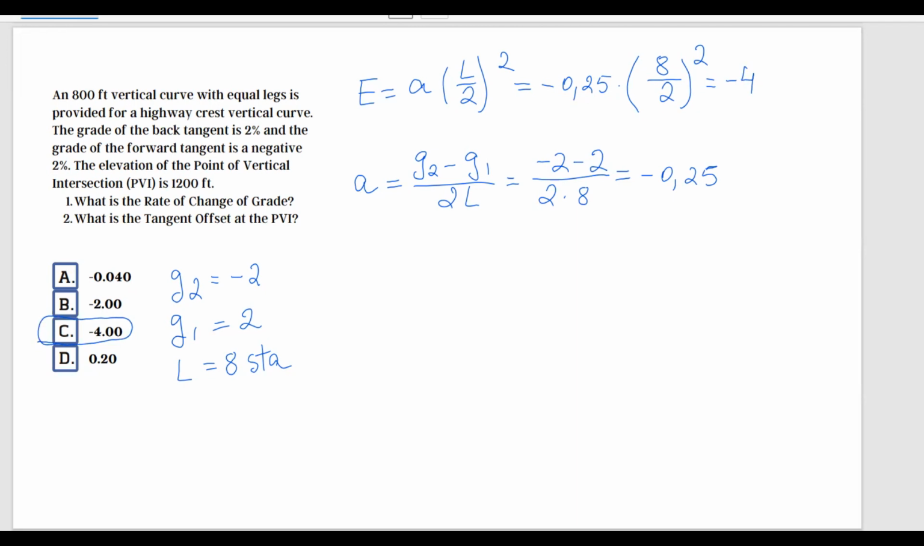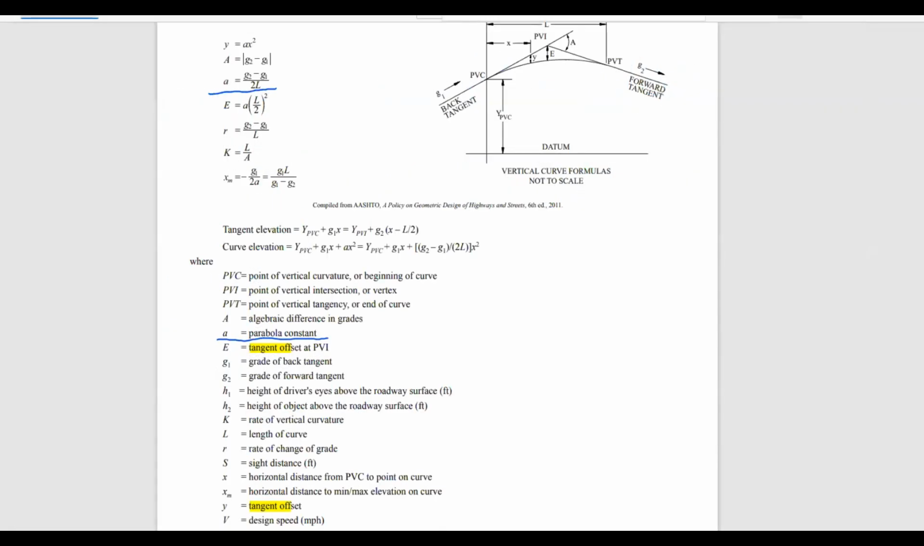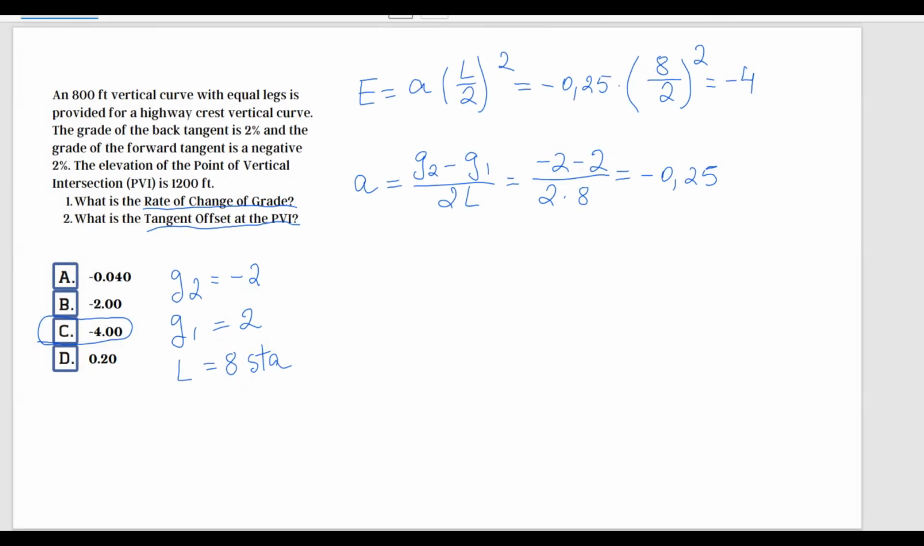And I just want to point out for the problem today that even if you don't know what the rate of change of grade or tangent offset at the PVI is, just go to the FE handbook and do a search, and most likely you are going to find a formula for it. So that's it for today, a very short problem.